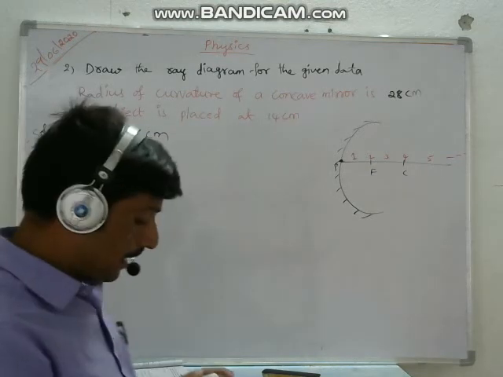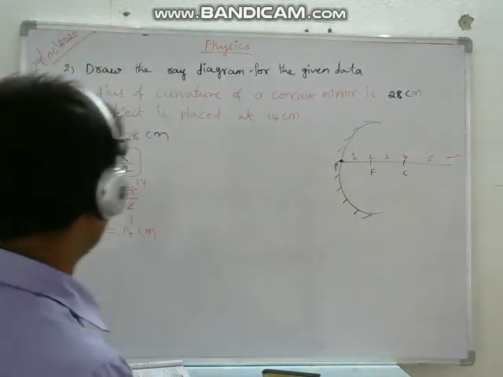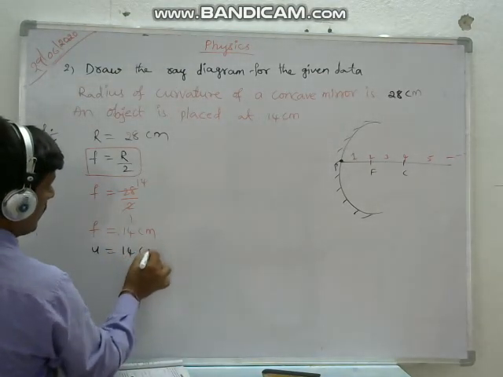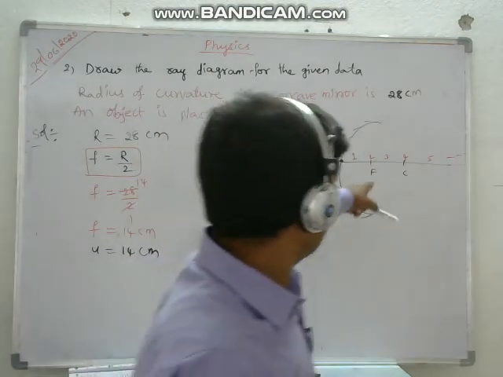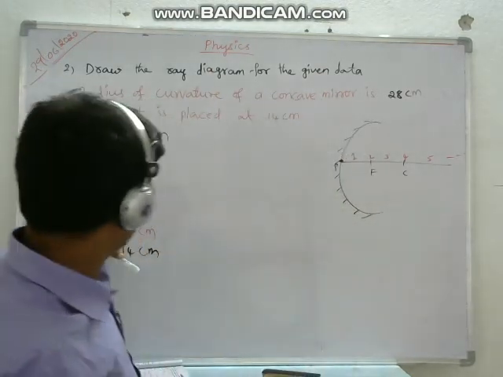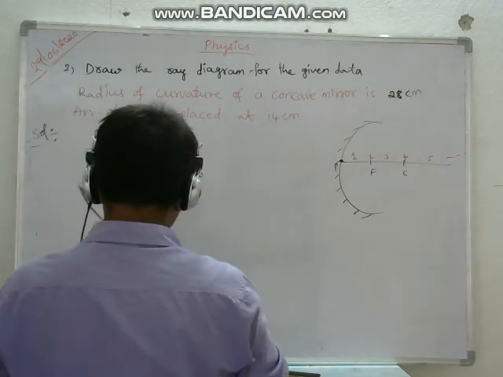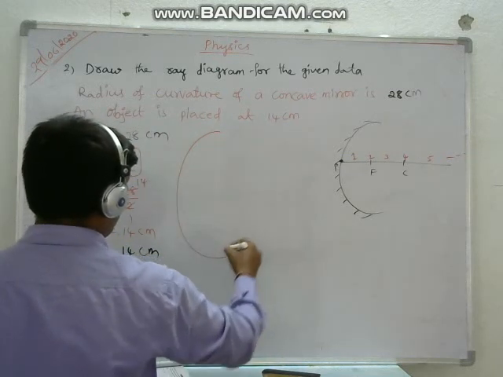And also the given here, an object is placed at 14 centimeter. So what is object distance? Object distance is also 14 centimeter. So this indicates that the position of the object is at F. So as per the given data, we got F as 14 centimeter. So let us assume the concave mirror.